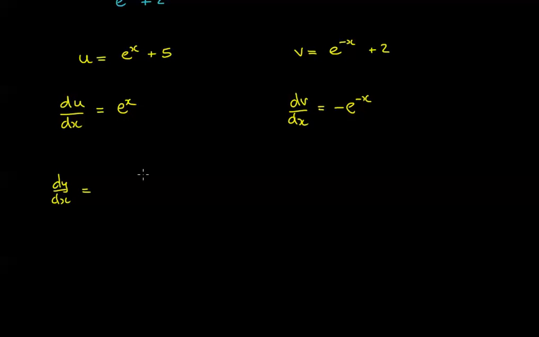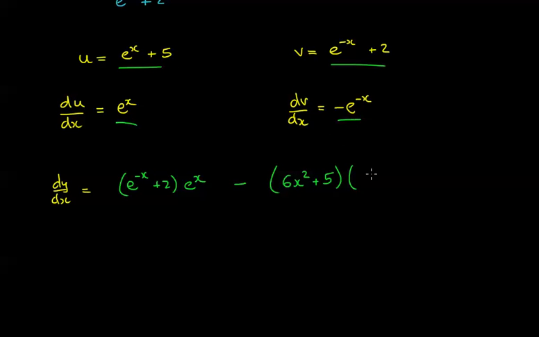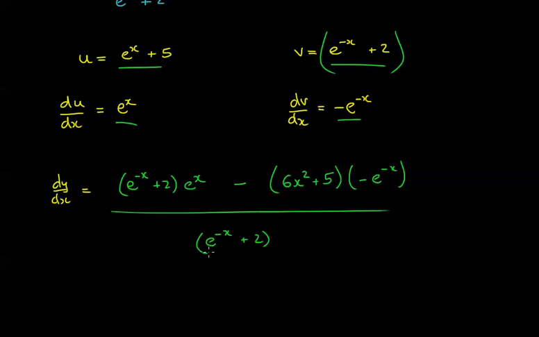Right, now let's stick these two into the quotient rule. Remember the quotient rule starts with v, so v, which is e to the power minus x plus 2, times the derivative of u, which is e to the power of x, minus u, which is e to the power of x plus 5, times the derivative of v, which is minus e to the power minus x, all divided by v squared, so that's e to the power minus x plus 2 squared.